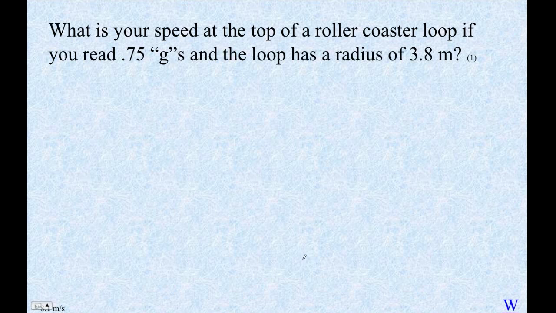Okay, so this is your basic three-step problem, right? The first step is that I want you to recognize that at the top you read 0.75 Gs, right? But we're not going to use what we feel. We're actually going to use what we actually are doing, so we need to know what the ride really does. So at the top, you feel 1 G less than what the ride is doing. So if you feel 0.75, the ride is really doing 1.75.